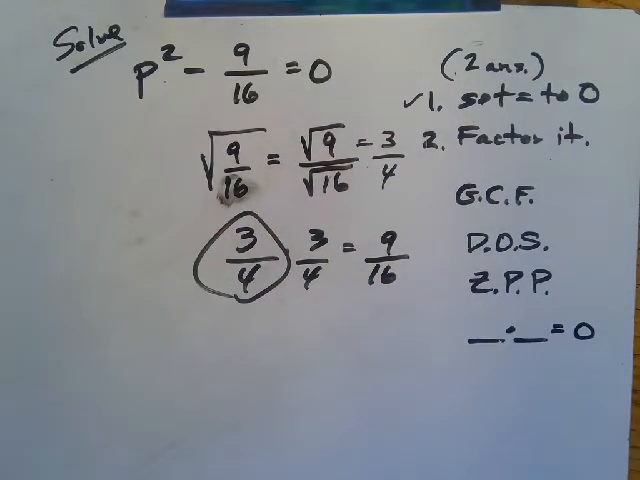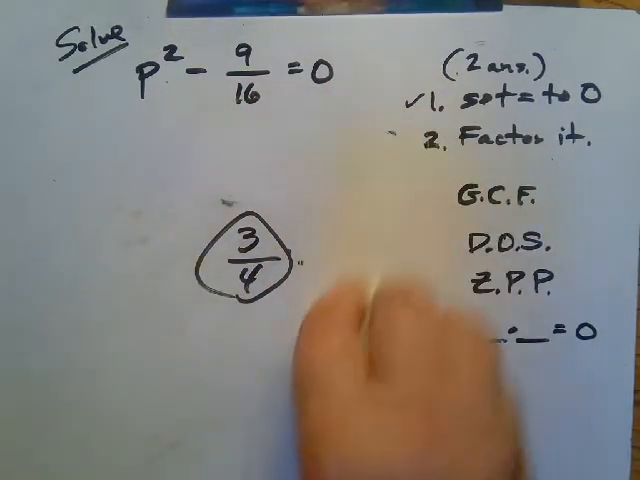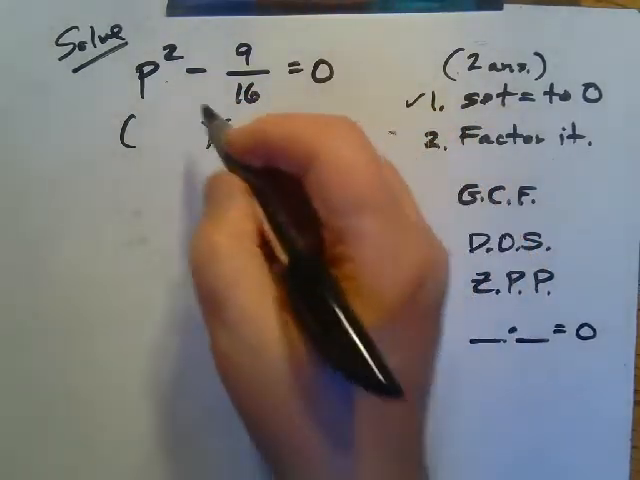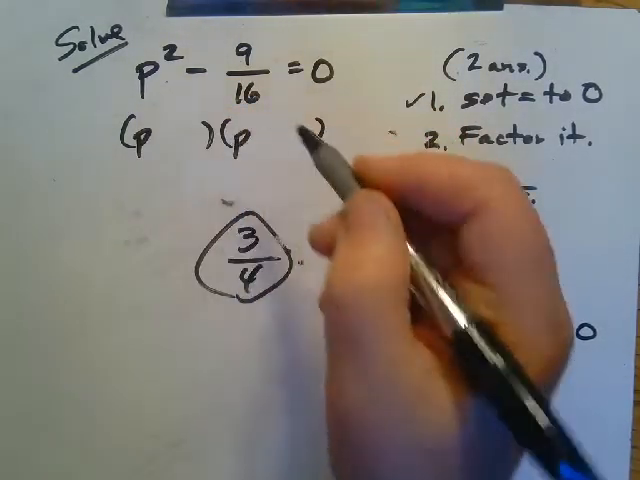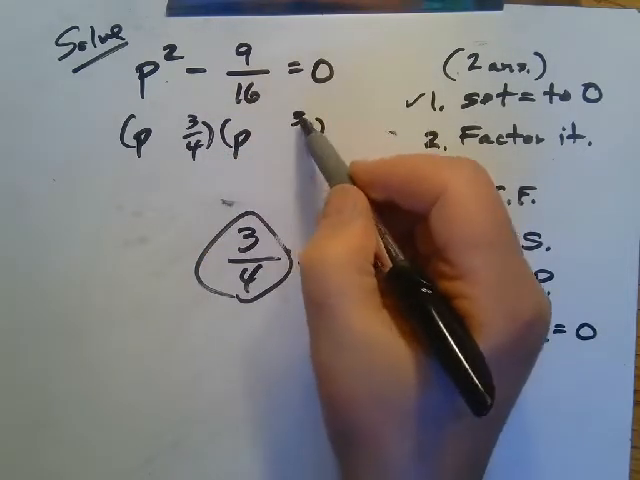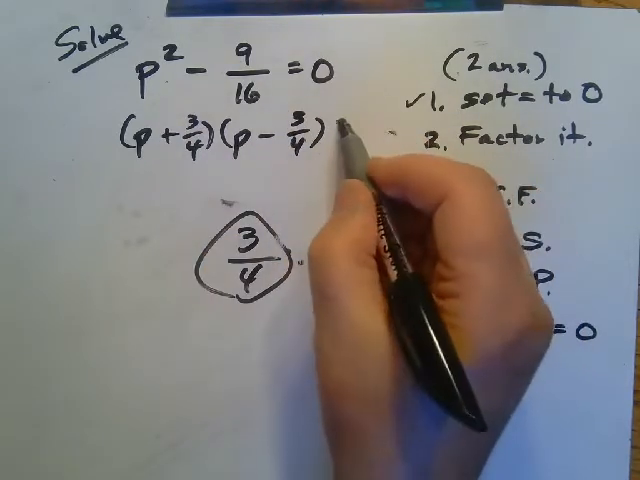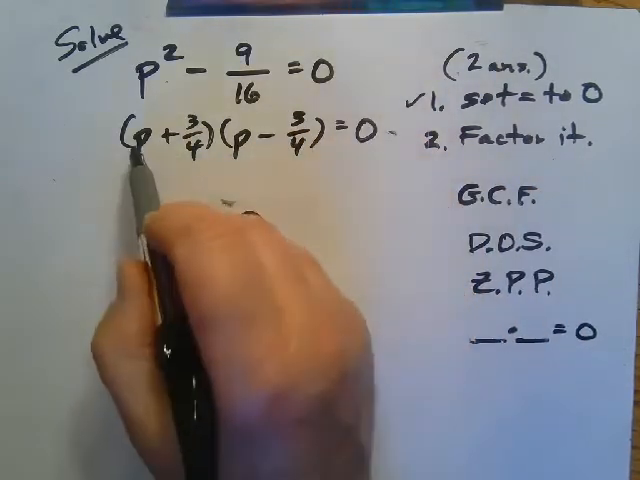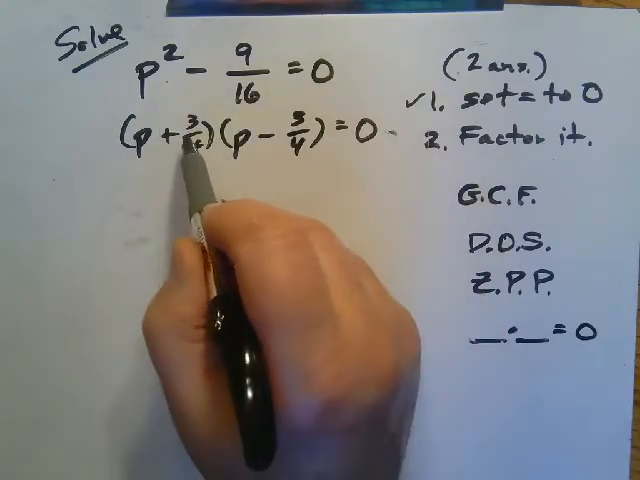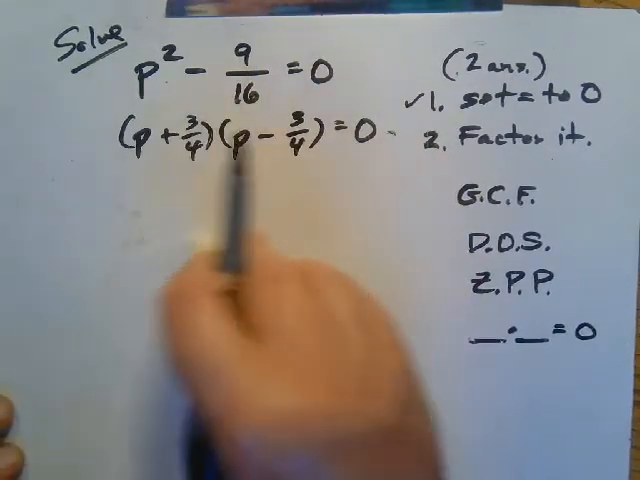So let's go ahead. This is the difference of 2 squares. So here we go. Let's do it. The square root of each of these. We're going to make 2 factors. Square root of p squared is p. Put it here and here. The square root of 9/16 is 3/4. And make one positive and one negative. Now the middle terms will go out. Negative 3/4 p, positive 3/4 p, they go out. And I end up with a negative 9/16 as predicted. So we could solve this problem to finish it out.